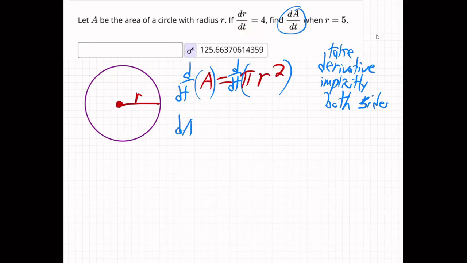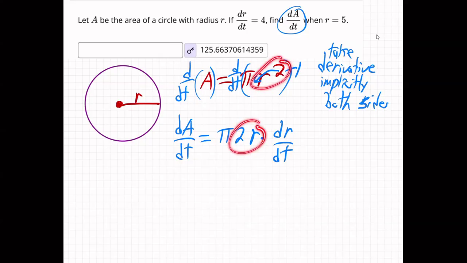All right. So what do we have on the left side? We have dA/dt equals, now what about the right? Pi, remember, is just a constant. So you have to take the derivative of this side. The 2 is going to drop down, 2r, subtract 1 from the power, but times dr/dt, or r prime, whatever you want. Does that make sense? So I did the derivative of r squared, which is just going to be 2r, but then because r is not t, times dr/dt, right?